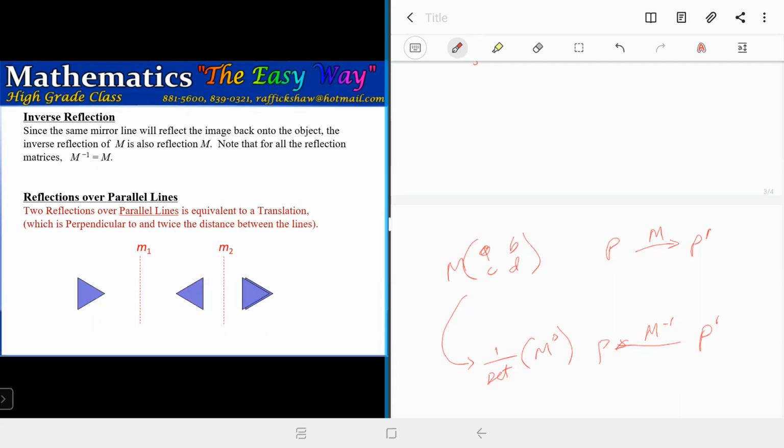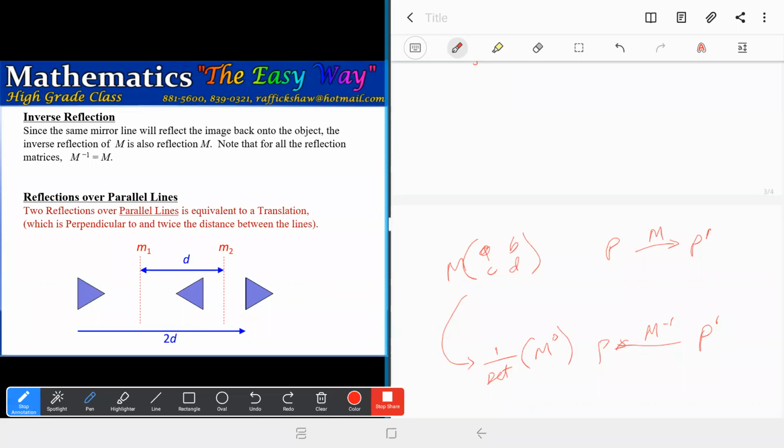The translation is perpendicular to the mirror lines. And also the distance of a translation is twice the distance between the mirror lines. So if the distance between the mirror lines is 5 units, then the translation is 10 units.